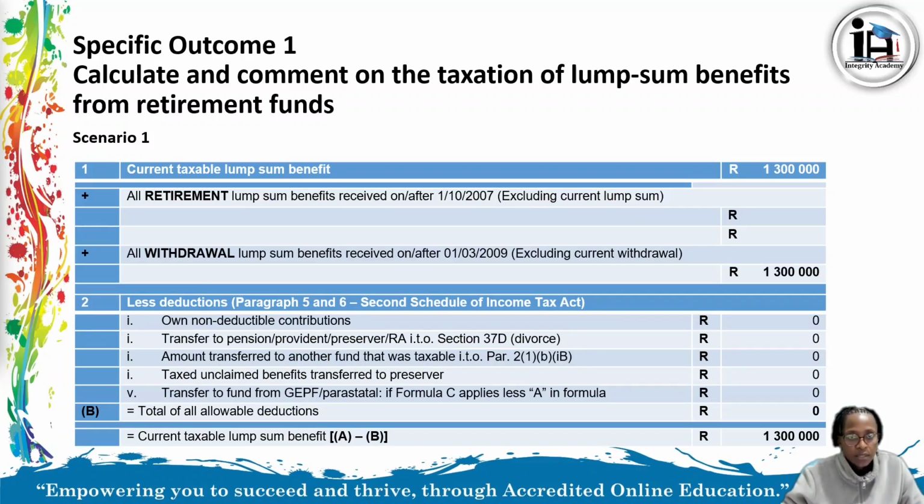Number 1. Current taxable lump sum benefit is 1,300,000. You don't have anything to add to that, as there are no retirement lump sum benefits received or withdrawal lump sum benefits received. Then number 2, we subtract deductions per paragraph 5 and 6 of the second schedule, which we do not have. Therefore, our current taxable lump sum benefits will be A minus B, which is 1,300,000 minus 0, bringing the total to 1,300,000.